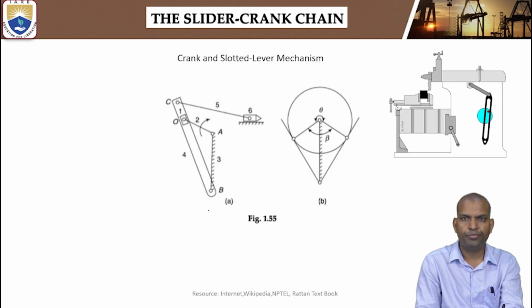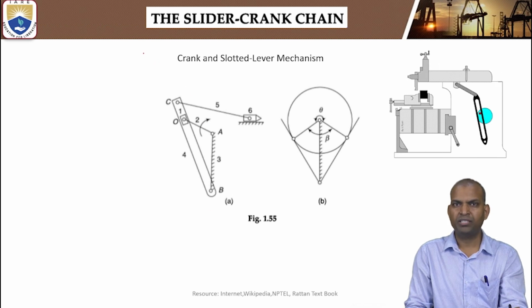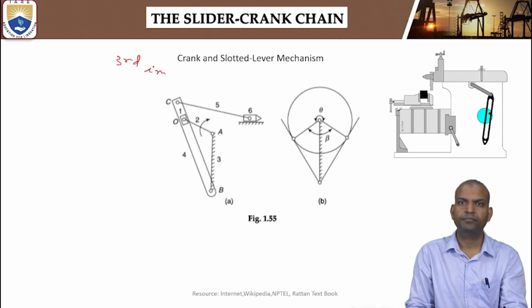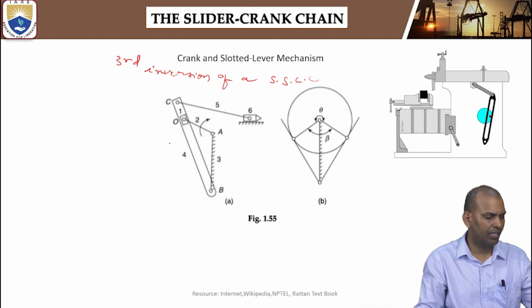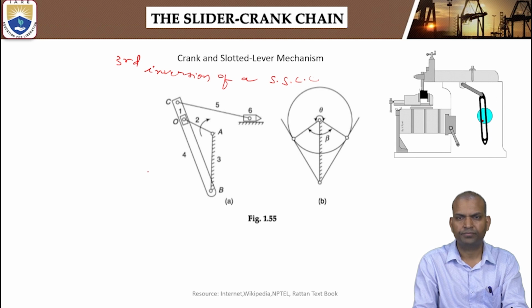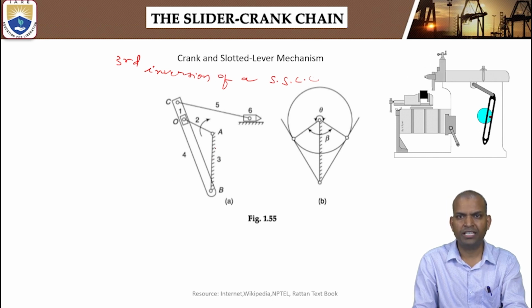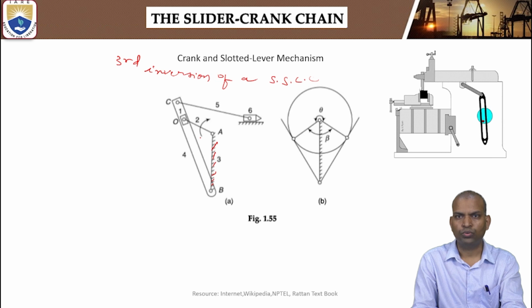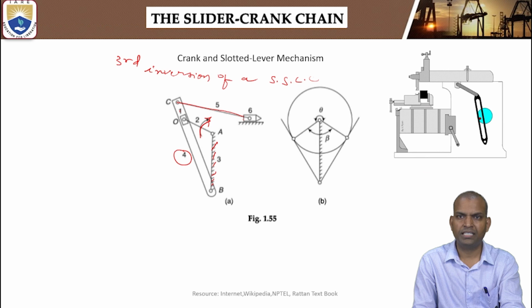Now, a very important mechanism is the crank and slotted lever mechanism. This mechanism is the third inversion of a single slider crank chain. Here you can see which link is fixed again. Third inversion, the third link is fixed. Link 2 is acting as a crank, link 4 is supporting slider 1, and link 5 is the connecting link. So link 5 and 6.